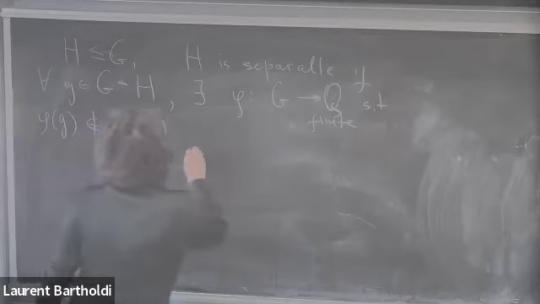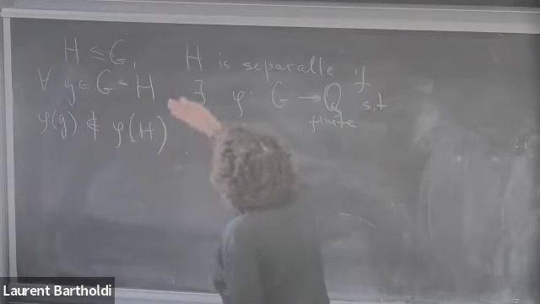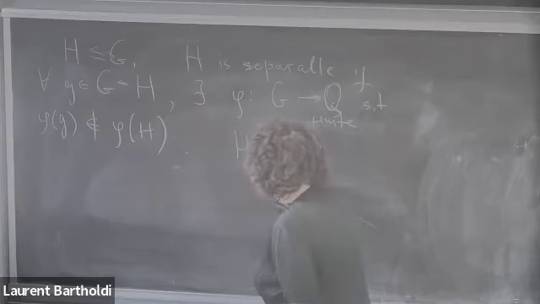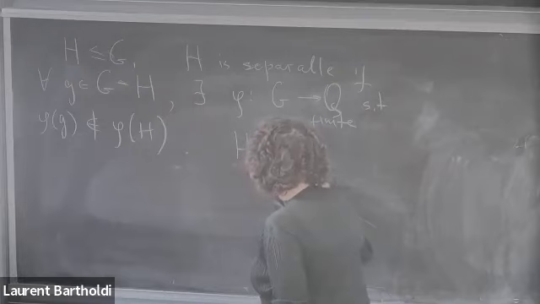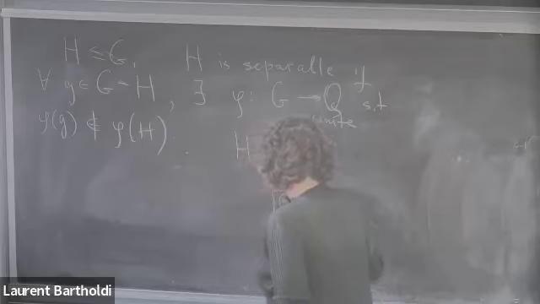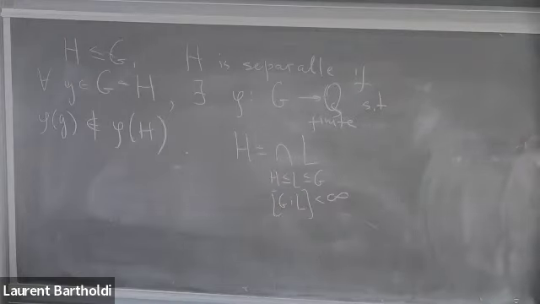Another way we can say that H is separable is if H is the intersection of finite index subgroups L, where L has finite index and L contains H. So, the intersection of all finite index subgroups containing H.